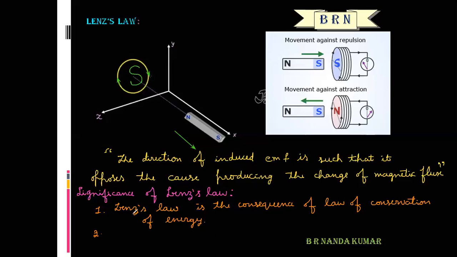So what is the consequence of Lenz's law? That is the law of conservation of energy. Lenz's law is based on the law of conservation of energy. So in Lenz's law, the mechanical energy is converted into electrical energy. And Lenz's law gives the polarity of induced EMF.